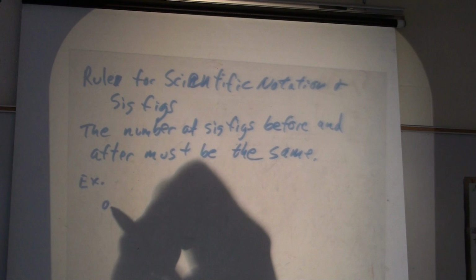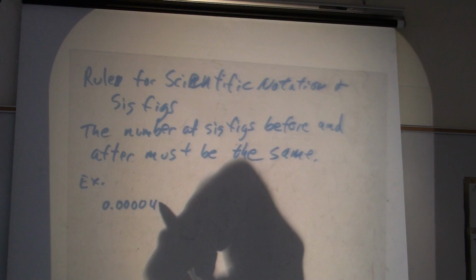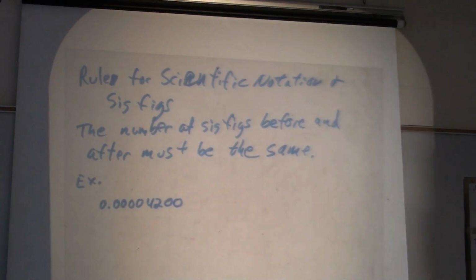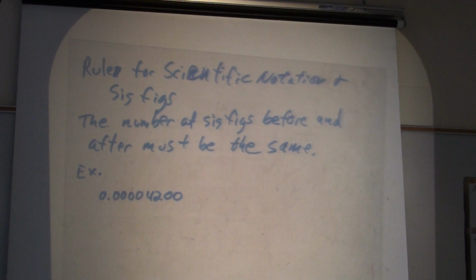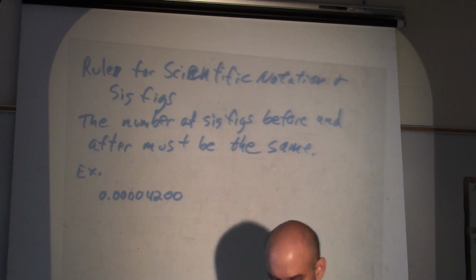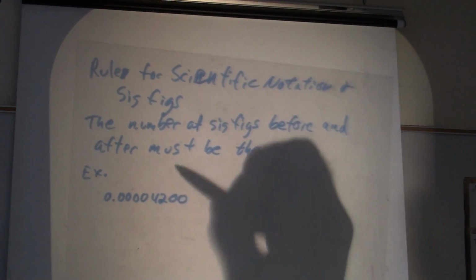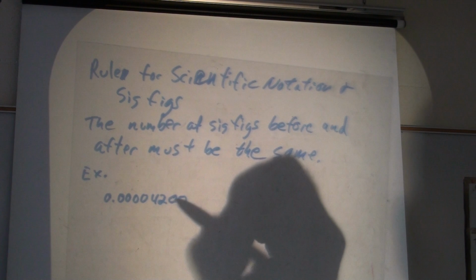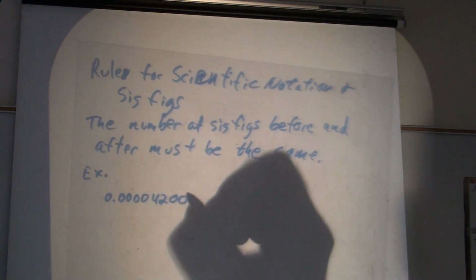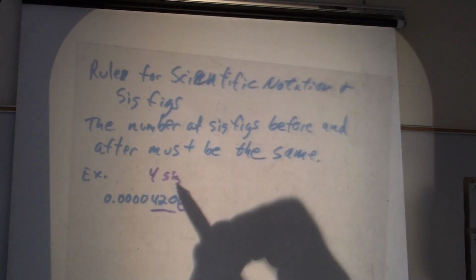I'll do two examples. So we got 0.00004200. Maybe that's what the calculator tells you. So the first thing you have to do is figure out how many sig figs I have. Where is the guess in this problem? The very last zero, because those two zeros are to the right of the decimal and to the right of a non-zero. So there's my guess. Those three are significant.